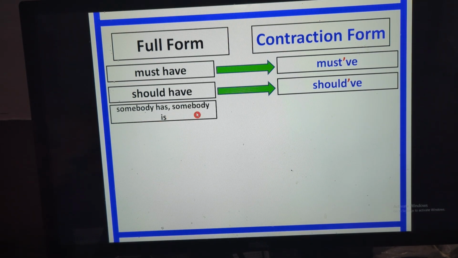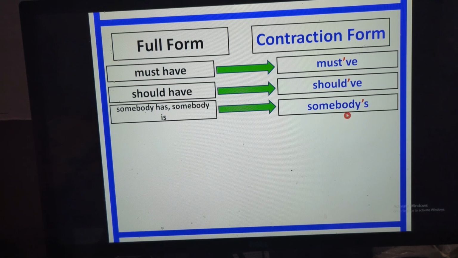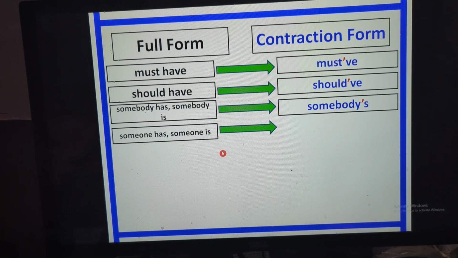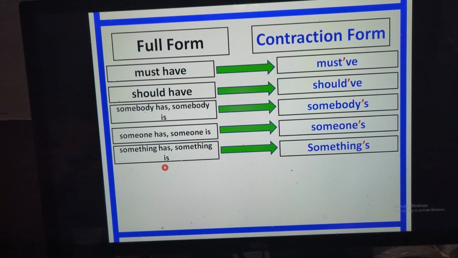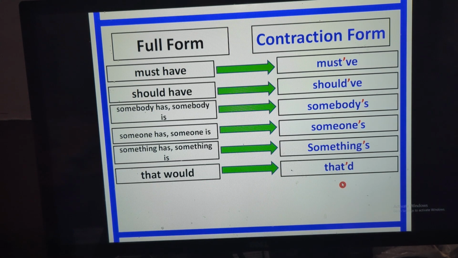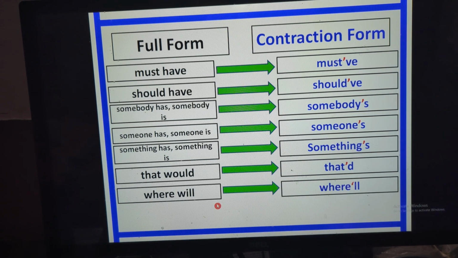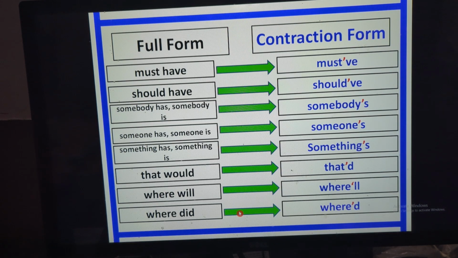Somebody has or somebody is, somebody's. Someone has or someone is would be changed into someone's. Something has or something is, something's. That would, that'd. Where will, where'll. Where did, where'd.